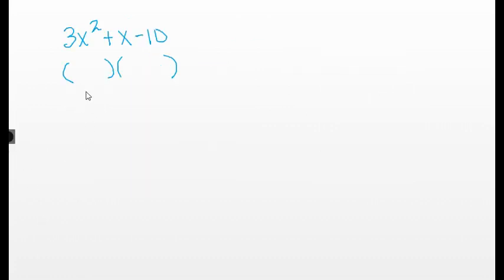In this last example, I am going from standard form and I'm trying to find the factored form.